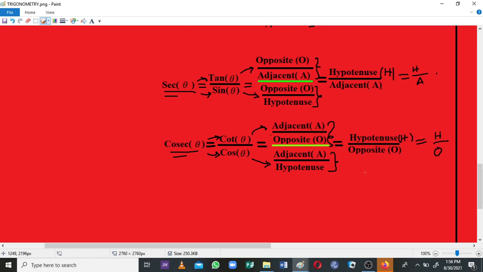Now let us use these ratios to solve the values for the sine, cosine, and tangent. We will also use these ratios together with a triangle that will be given to find the value of secant, cosecant, and cotangent.